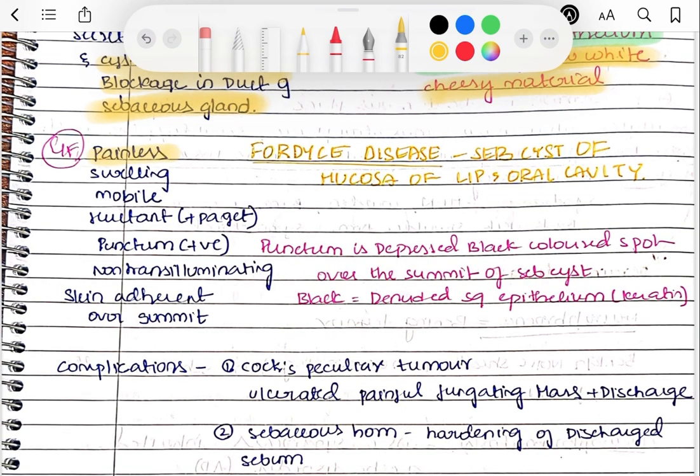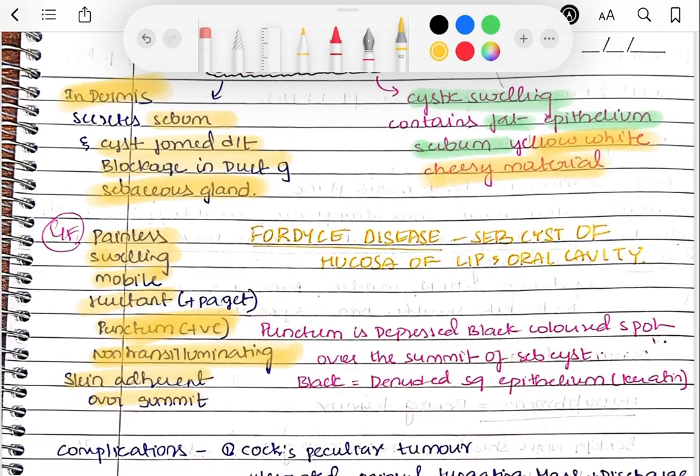So it is basically painless swelling which is mobile and fluctuant, and also punctum can be seen. I have shown you in the picture, and it is non-trans-illuminating. That means the light is not transmitted to the swelling. Why? Because the content is sebum, fat and all, right? And the skin is adherent over the summit.